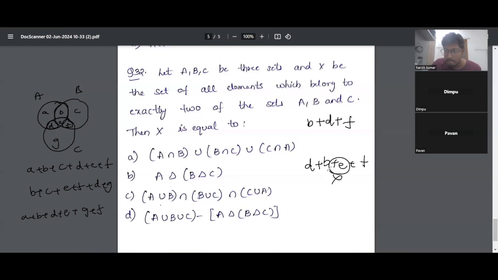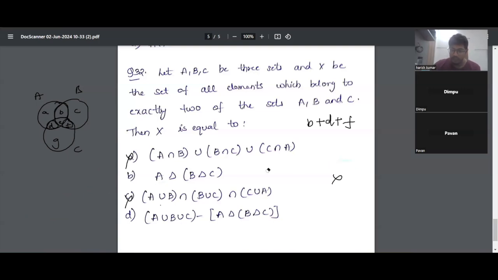Pawan, any doubt? No, sir. Okay, right. So option C is wrong, and option A is wrong. Now we are left with two options: A delta B delta C, and A union B union C minus A delta B delta C. So let's try to look at what A delta B delta C is.